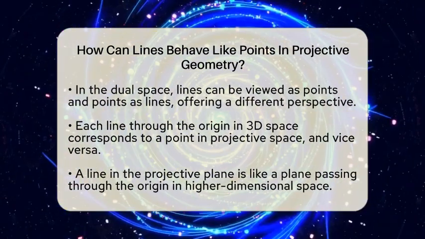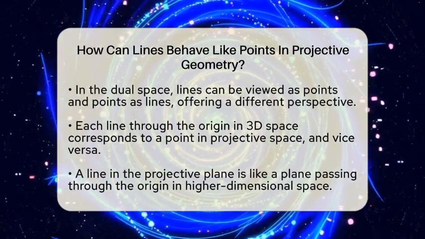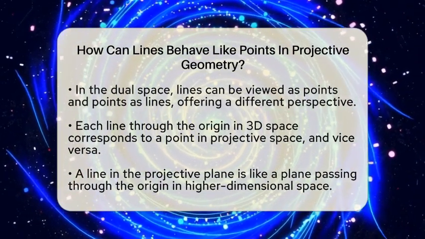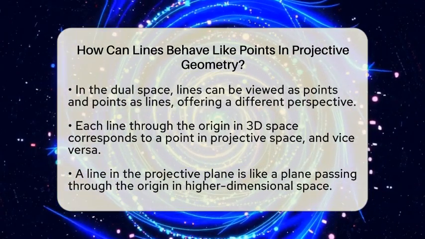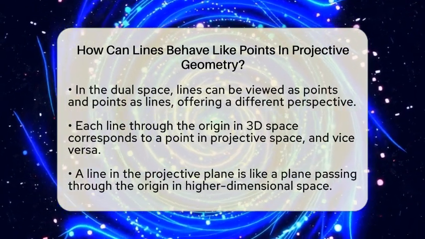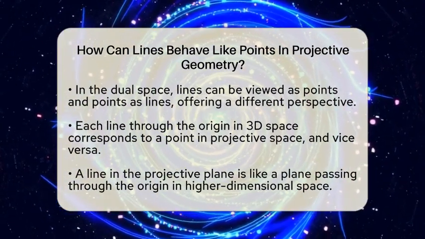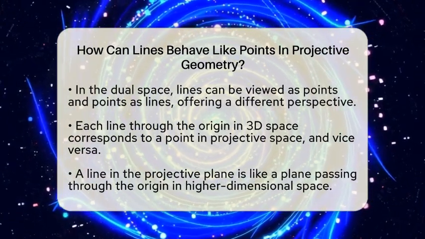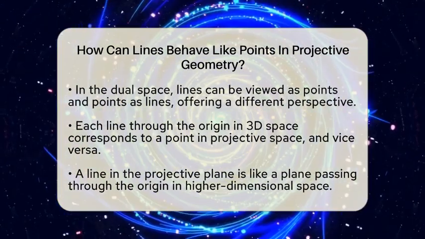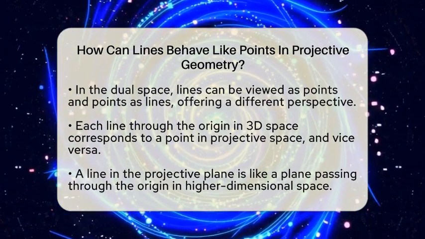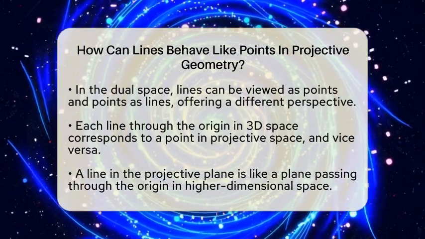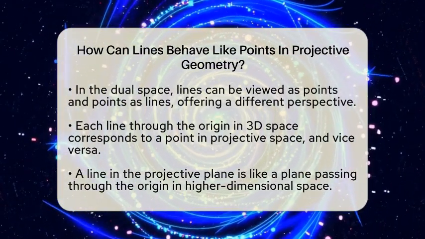Because of this, lines can be viewed as points in a different space called the dual space. This is like looking at the same picture from a different angle, where lines become points and points become lines. To understand this better, picture a three-dimensional space where each line through the origin corresponds to a point in a special kind of space called projective space.